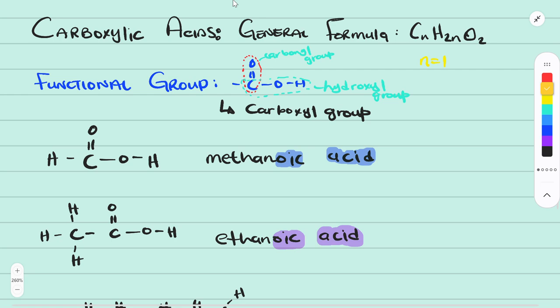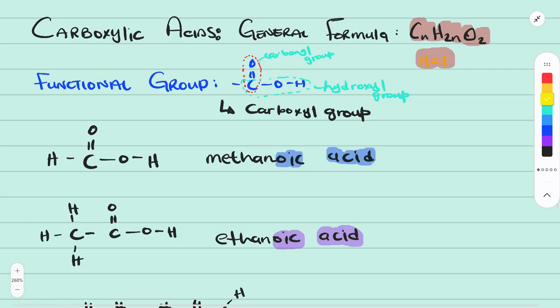Acids. So carboxylic acids have a general formula of CnH2nO2, whereby n can start from 1. So the functional group of carboxylic acids is made from your carbonyl group. So it is from a carbonyl group.